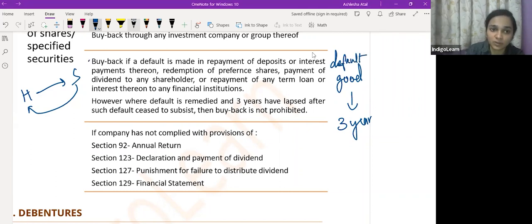Which defaults? All these, ये जो भी category of defaults दिया है, ये default किया है आपने तो आप buyback नहीं कर सकते. However, if you've made good the default, मतलब you did not pay dividend to shareholders, but now you've paid the dividend.